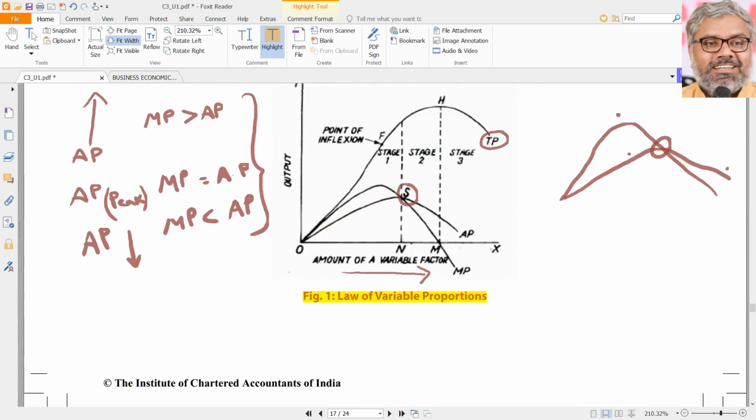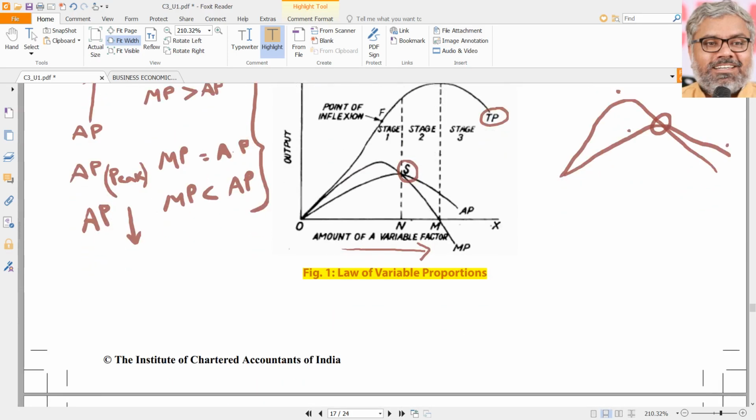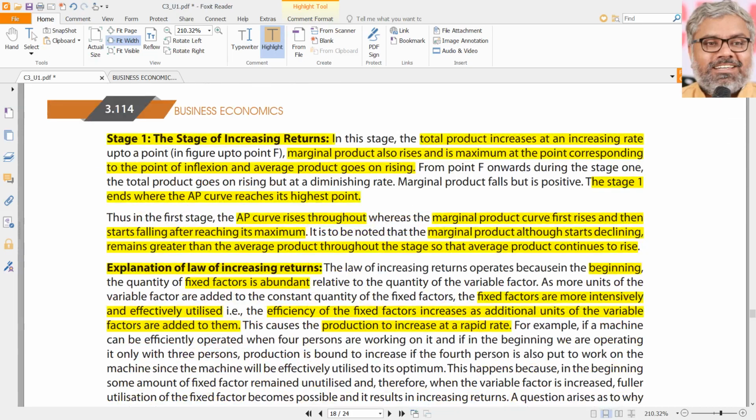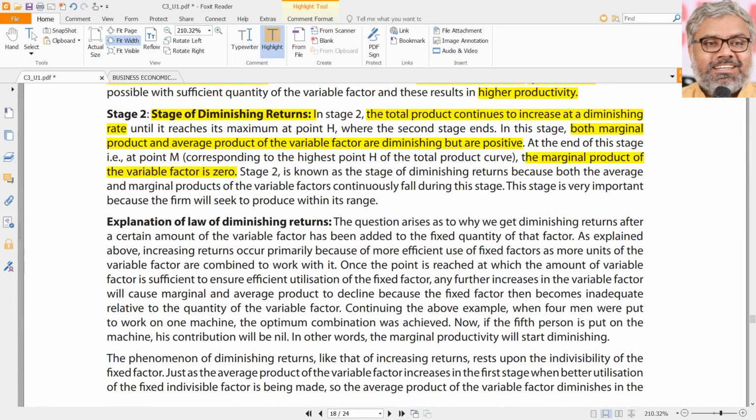Both of them can be observed here. M is the point where marginal product is 0. H is the point where total product is maximum. That is the end of stage 2. So we should be able to identify the beginning point and ending point of each of the stages. That is the ending point and beginning point of stage 2. So that is the stage of diminishing returns.